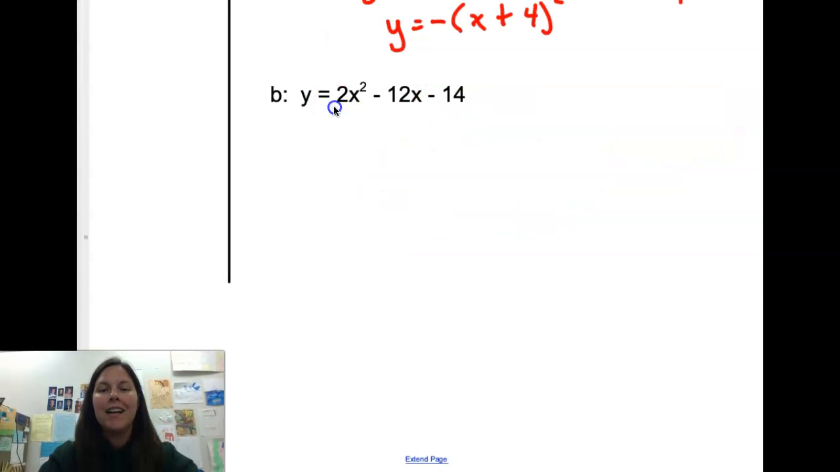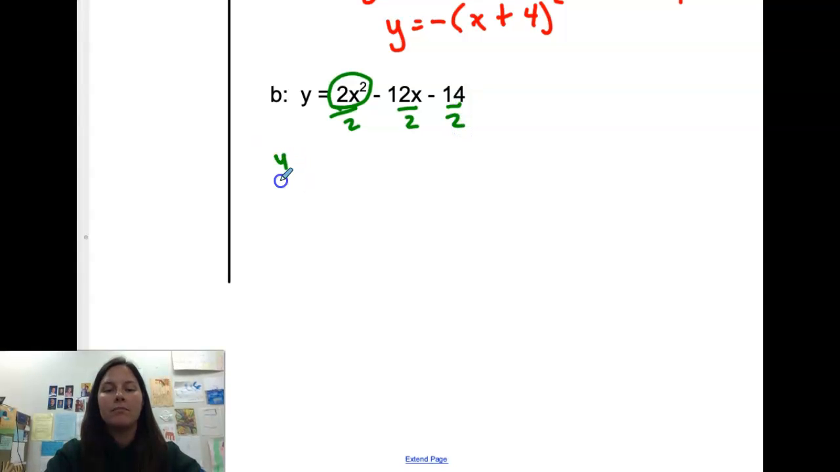Second example, I'm going to give you guys a really big hint to make this a little easier for yourselves. We cannot do T-chart until that first term is regular plain old x squared. So I am going to factor or divide 2 out of every term. Writing that GCF on the outside of the parentheses, my 2's cancel, leaving me with x squared. -12 divided by 2 gives me a -6x, and -14 divided by 2 gives me a -7.